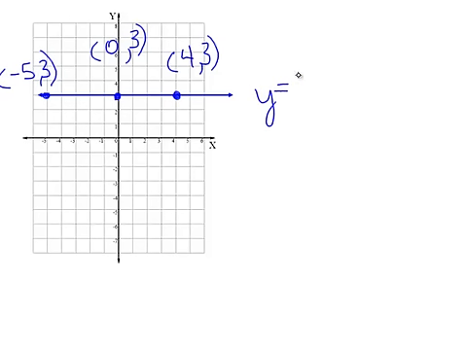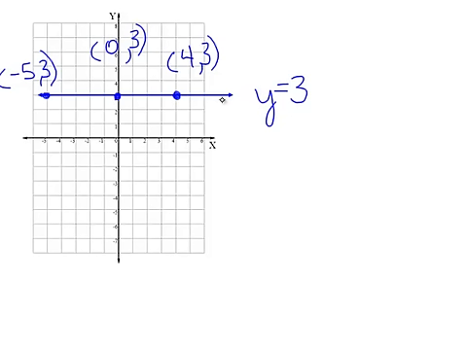All the y's are 3. This is a line, y is equal to 3. Once again, people get confused because it's horizontal, like the x-axis. This line never touches the x. This is the line, y is equal to 3.